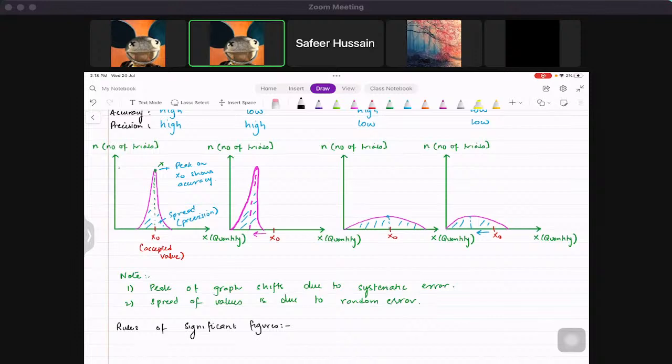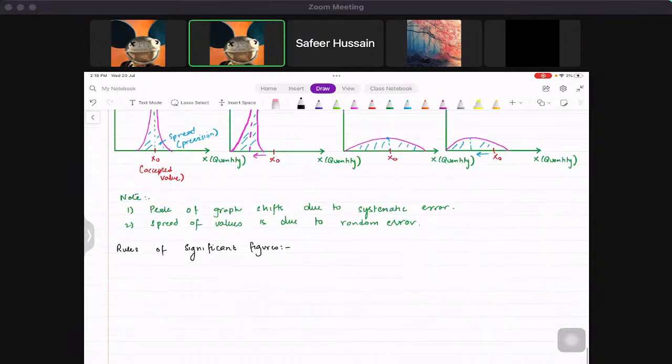So, rules for significant figures. Right. Now, significant figures, basically, I would like to tell you, we'll write a number here, and then we're going to talk about the number of significant figures in it, and then how we write it in scientific notation. Okay.